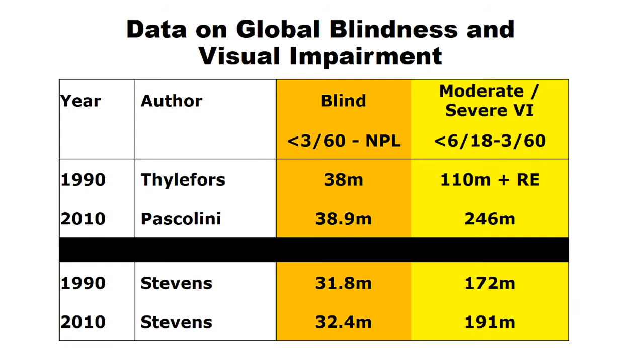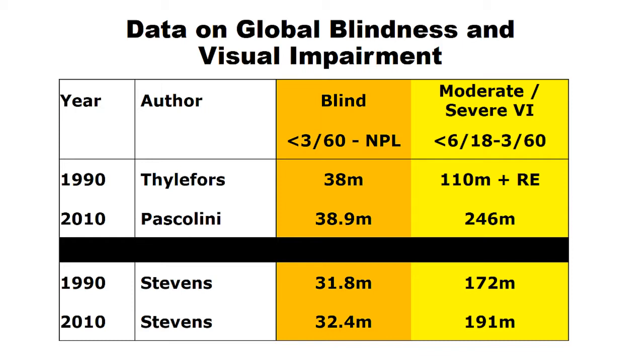So first of all, the number of people blind and visually impaired in the world. The top 2 lines are from the World Health Organization. In 1990, WHO estimated 38 million blind and 110 million visually impaired. And those visually impaired from refractive error were not included at that time. By 2010, WHO said the number of blind was 39 million, and visually impaired 246 million.